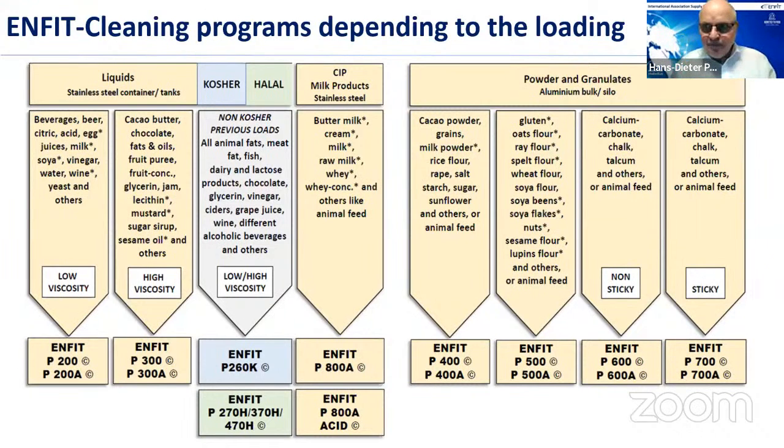What we have done as NFIT: in an international working group over the last 4 years we have developed a new guideline. I'll show you later where you can get this guideline. We decided that for special groups of products, on the left side you find liquids with low viscosity. The second silo is liquids with high viscosity, maybe cacao butter, liquid chocolate, fats, oil, something like this. Then you have these silos for kosher and halal.